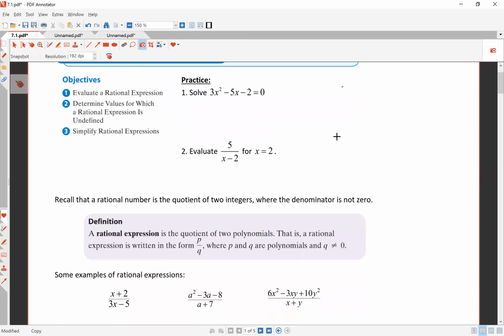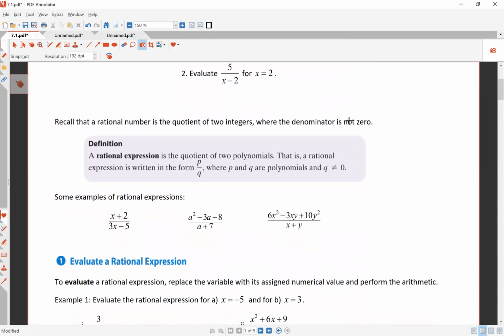When we evaluate a rational expression, we look at our rational expression and they come in the form of a ratio of two polynomials, p over q. Because there are numbers that you can plug in for your variable and make your denominator 0, we don't want that to happen. So we say that the denominator q cannot be equal to 0.